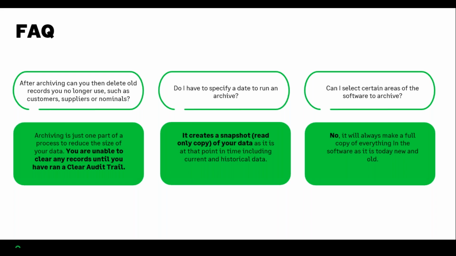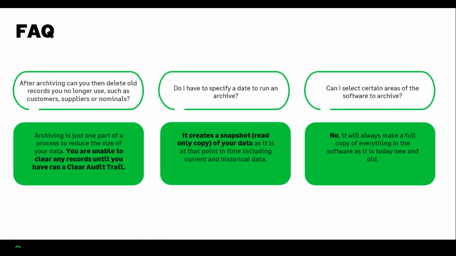Create that insurance policy. Second, do I have to specify a date to run an archive? Well, it just creates a snapshot of the data as it is at that point in time. You can't create a period in time that you just want to archive, if you know what I mean. You couldn't in Sage 50 say, I just want to archive January. That's not how it works. When you create an archive, you're creating an archive to that very second, that point. So it's not selective, it just archives what is there.